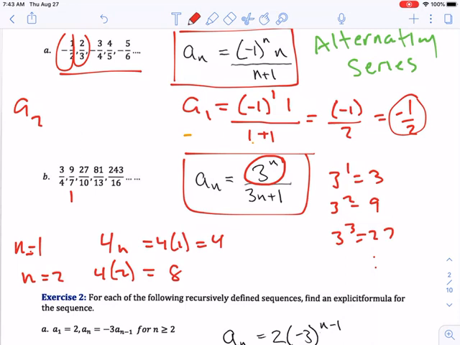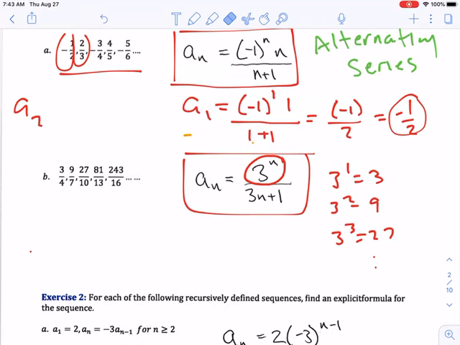So this is not going to work. Sometimes you just have to play around with it, but here's one key. Notice that the denominator is in itself an arithmetic sequence. 4, 7, 10, 13, 16, they all have a common difference of 3. So the denominator itself, just looking at the denominator, is an arithmetic sequence.